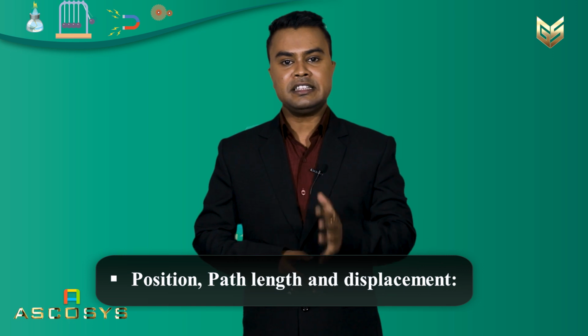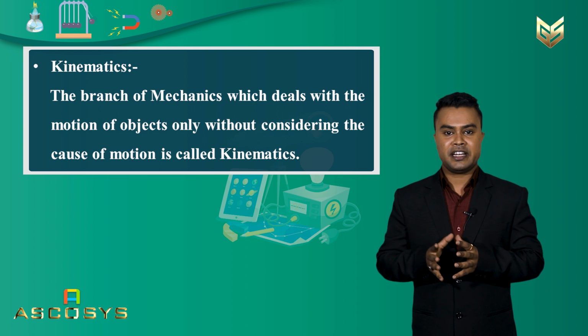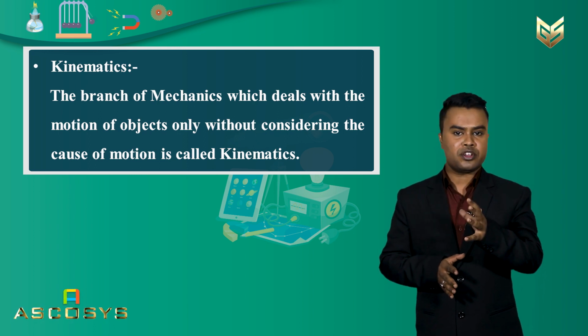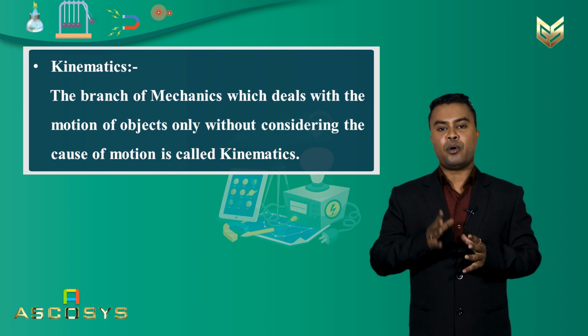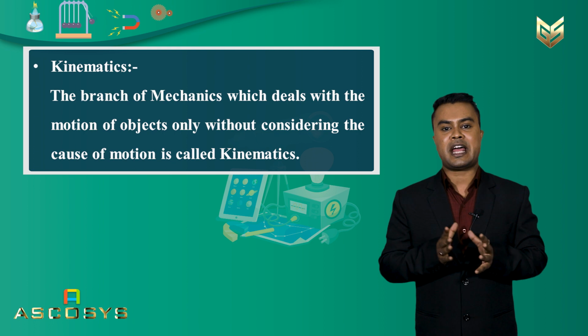So students, this is the first topic of the chapter, called position, path length and displacement. So let us understand one by one. Before that, we have to understand what is kinematics. Kinematics is a branch of mechanics which deals with motion, but it does not talk about the cause of motion. A body is moving from point A to B. It will not give us the cause of the motion, but it will describe the motion only.